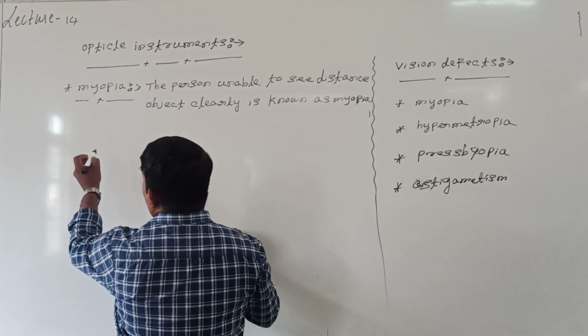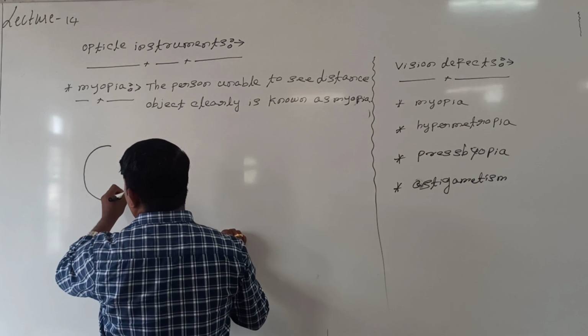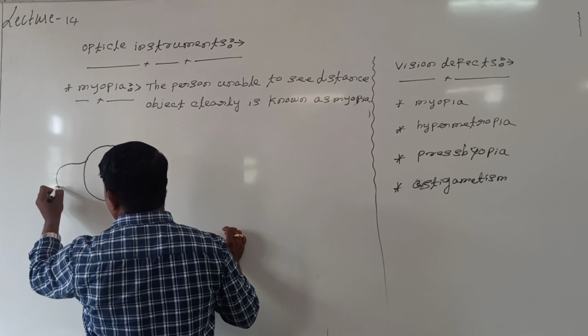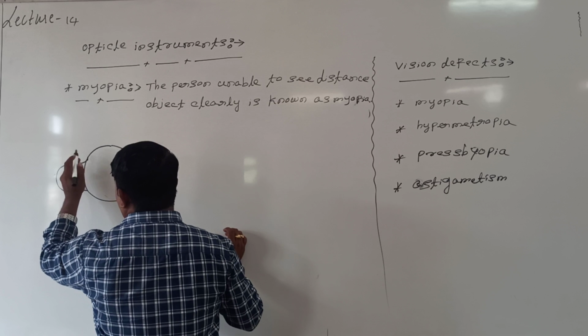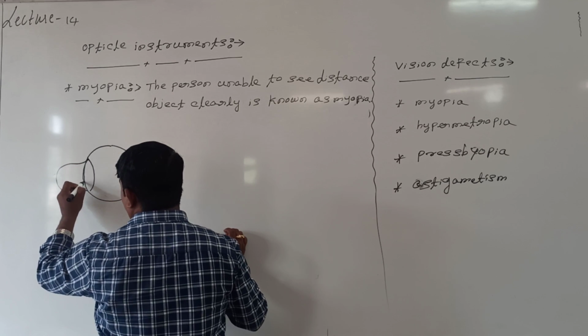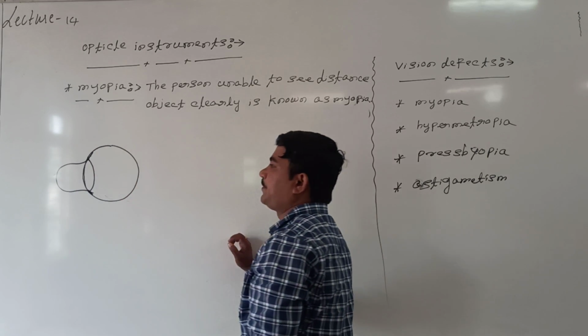Look at me. What we know? Actually, this is nothing but the structure of the human eye. Again, I am drawing a very simple structure of the human eye. Right or wrong? So this part I can call the cornea, and this is the eye lens. Right or wrong? This is the eye lens.